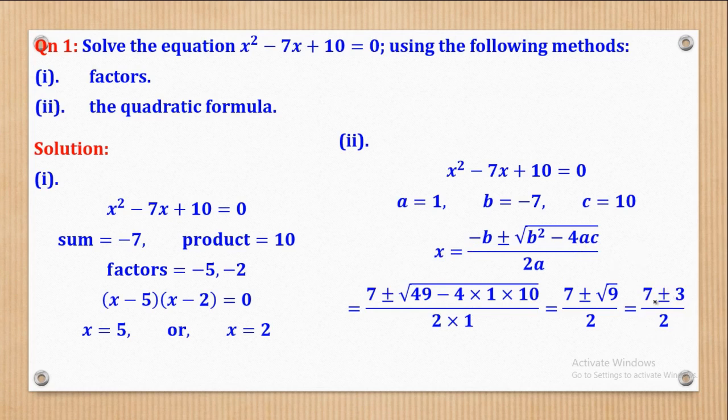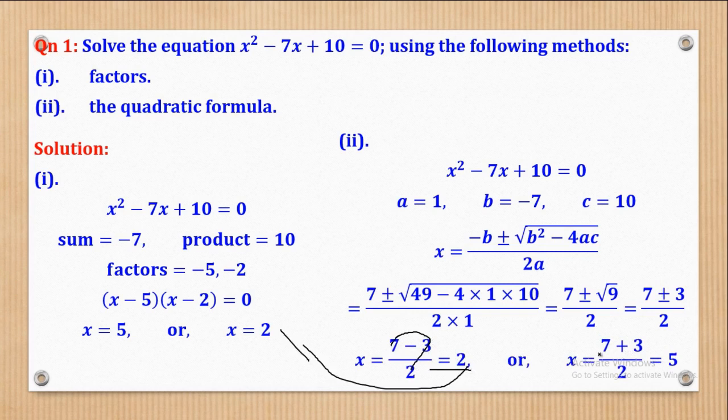But remember, we have here plus or minus, so we shall first consider minus, then we also consider plus. So when we consider minus, it will be 7 minus 3 over 2 to give you +2, which is the same as this. Then consider the plus. 7 plus 3 over 2 is +5, which is also here. So any of the two methods is okay, whichever is simpler for you.